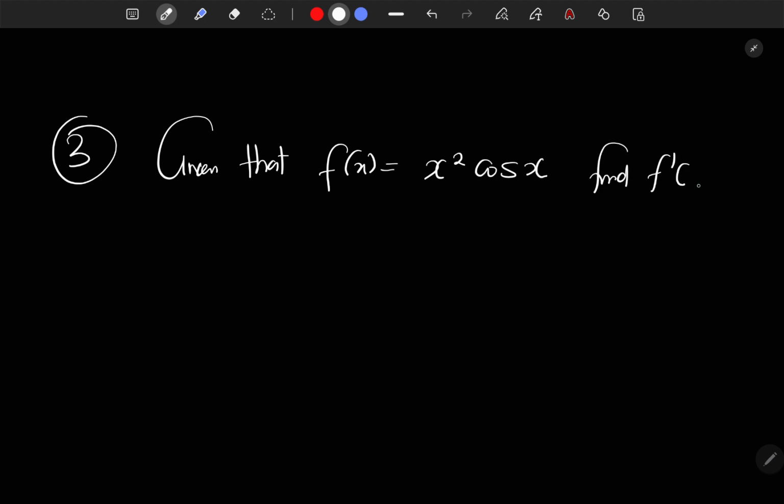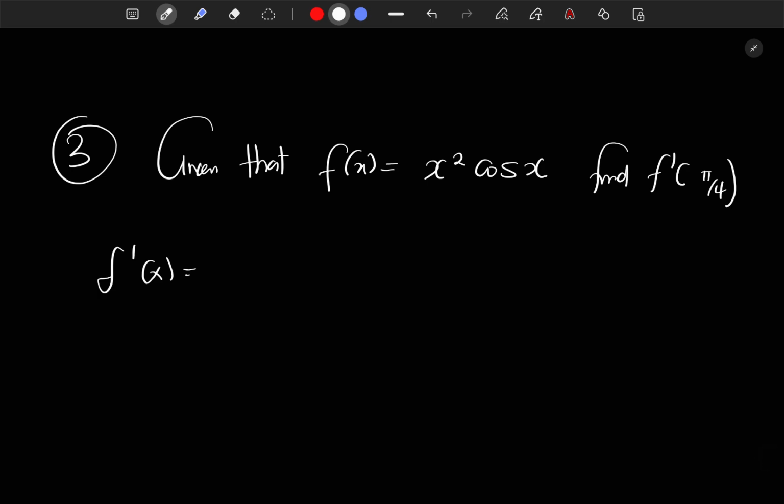Given that f of x is equal to x² cos x, how do we find the derivative at pi over 4 of f of x? Step 1, find the derivative of f of x. This is a cosine, and by the way, come on, this is just the product rule. We've got x² and cos x. It's the product rule.